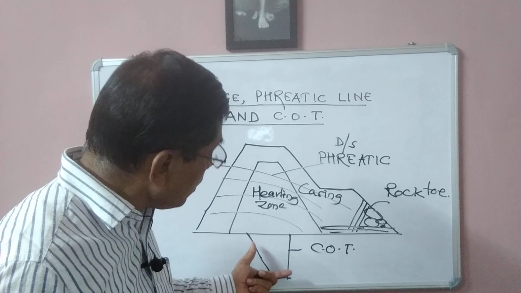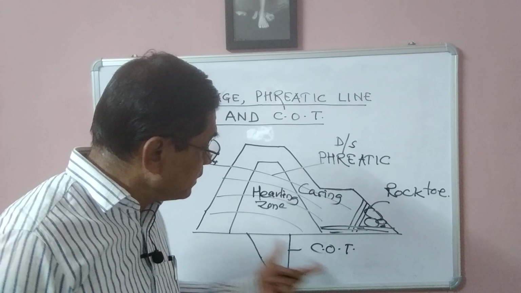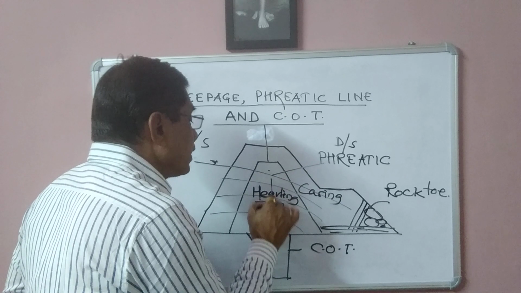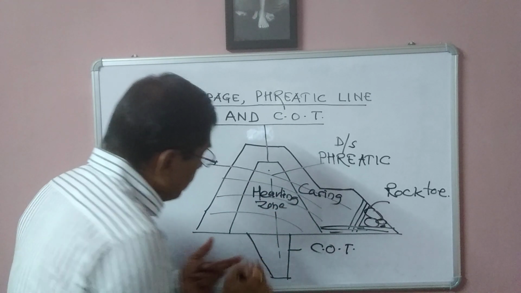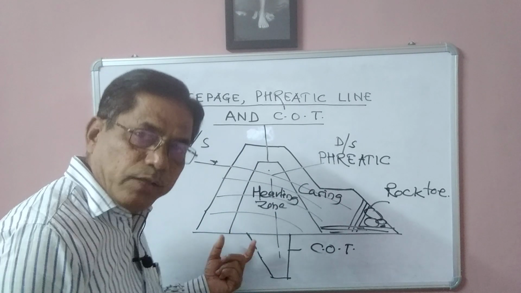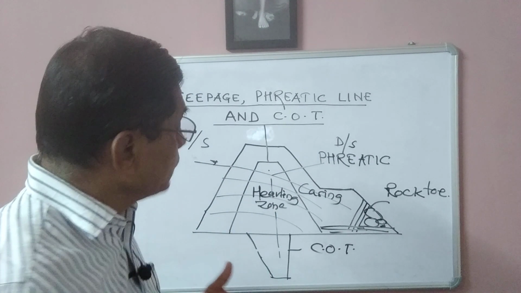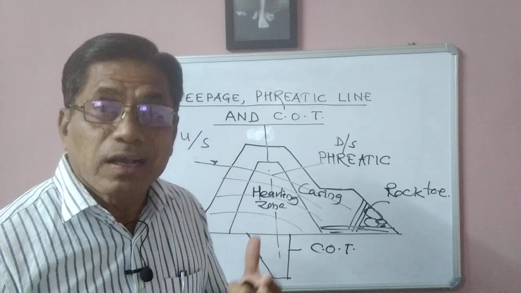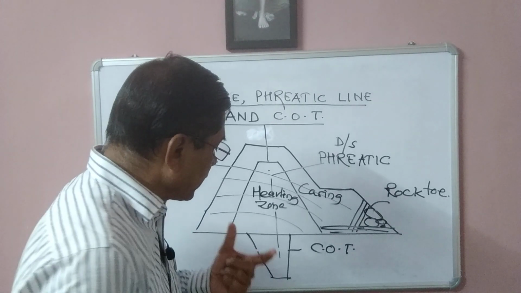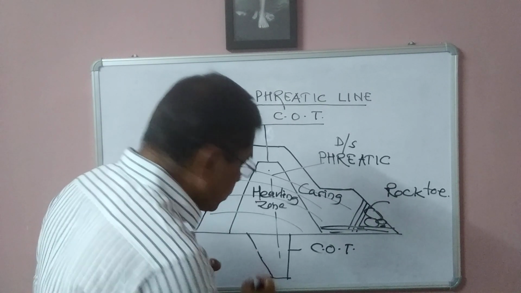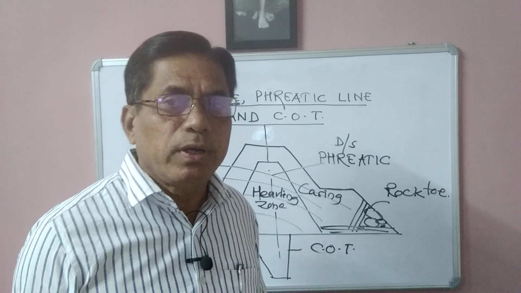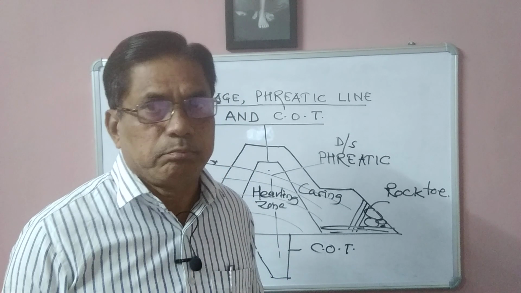So COT is the trench excavated within the hearting zone. More specifically, this cutoff trench should be within the upstream edge of the hearting zone. Right? Now there are two types of the cutoff trench, or the cutoff trench can be classified into two types. First one is the full cutoff, and other one is the partial cutoff.